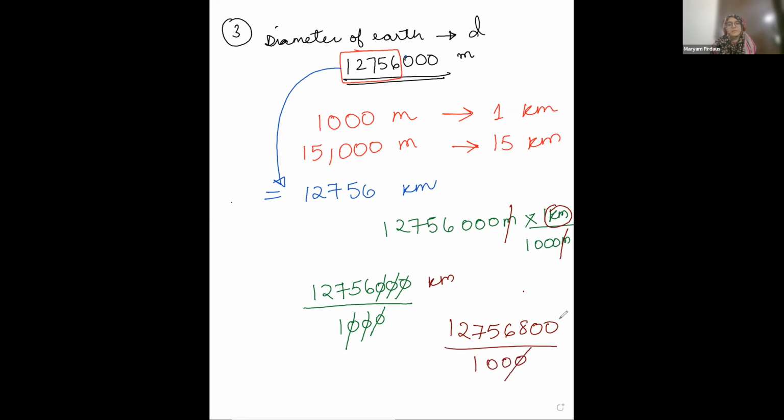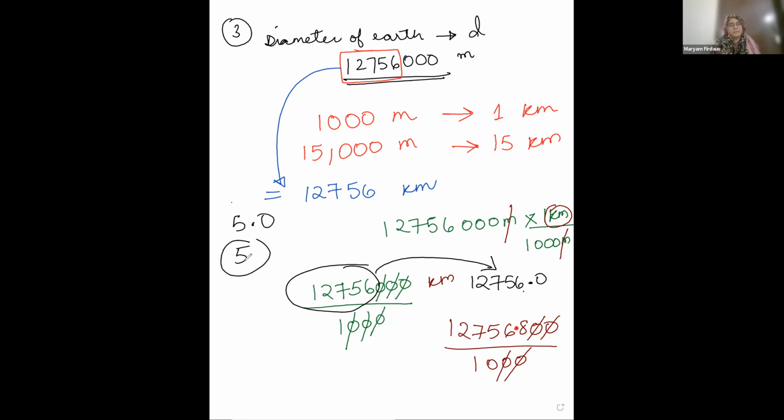Now cancel the zeros. How many? Now you can't cancel this because this is not a 0. It's an 8. So put a decimal sign before it. In fact, when you're writing this, it's actually the same thing as 12756.0, because when you say 5.0, it's the same thing as saying 5, right? Yeah. So did you get it? Yes. All right.